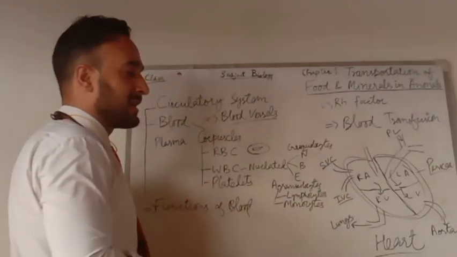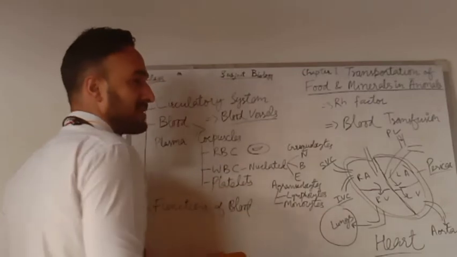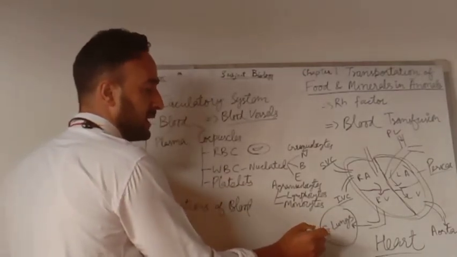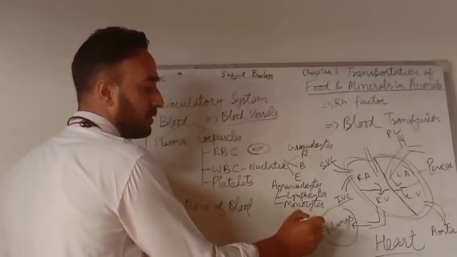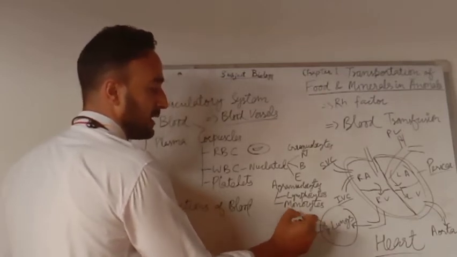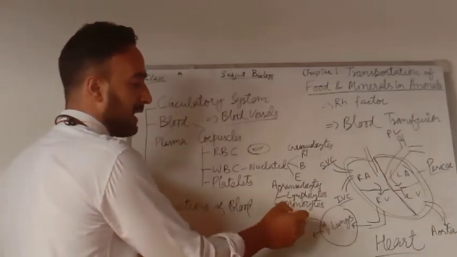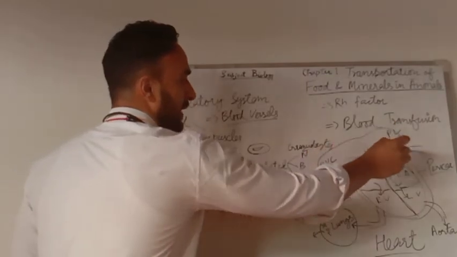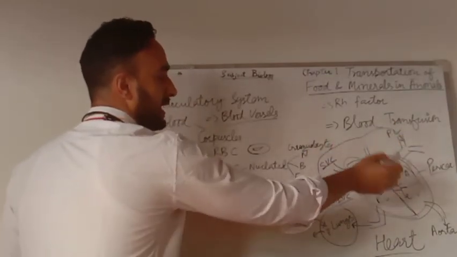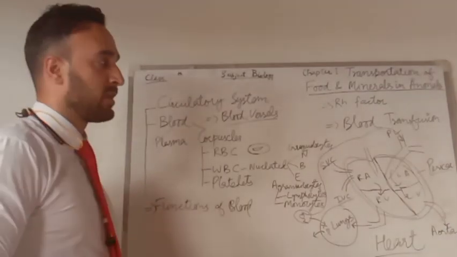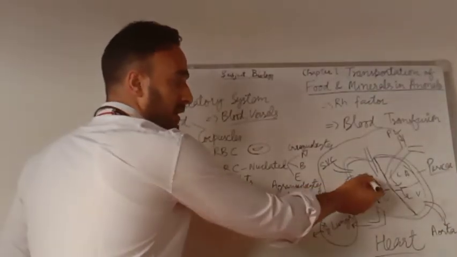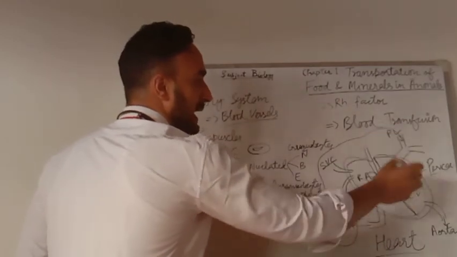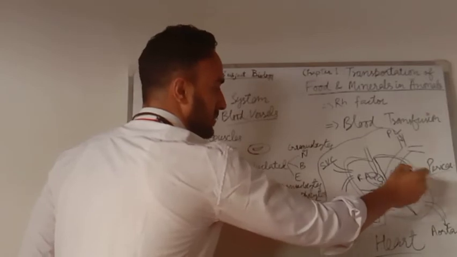And what happens in the lungs? In the lungs, the exchange of gases takes place. Means the carbon dioxide present in the blood leaves the lungs, okay, and the oxygen enters the lungs. And now this oxygenated blood is brought by the pulmonary veins to the left auricle. So we can say that in the right side of the heart, deoxygenated blood is present, and in the left side of the heart, oxygenated blood is present.